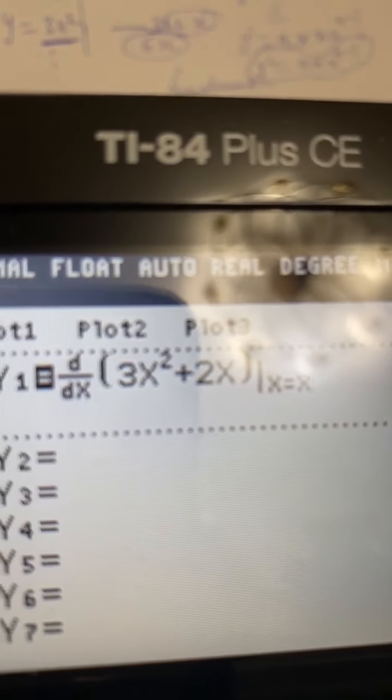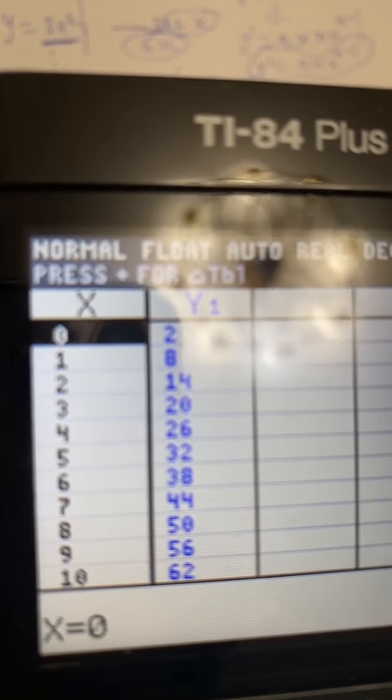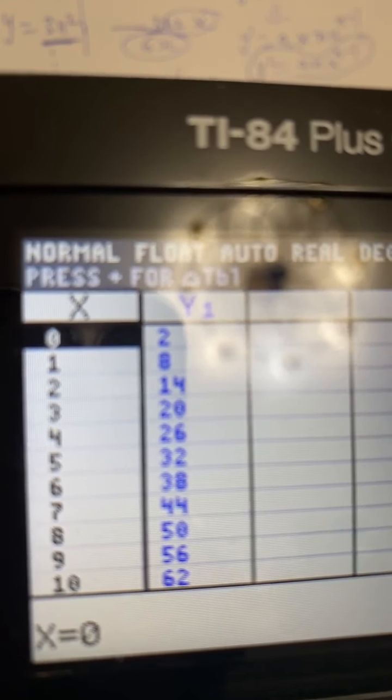I did not enter any number here, and the reason is that I want to generate a table. So I'm going to go to second, and then I press graph, and then I should be able to see the table. Okay, I hope it's clear. If you look at the table, it gives me all the values for the derivative function. So y1 is my derivative function.